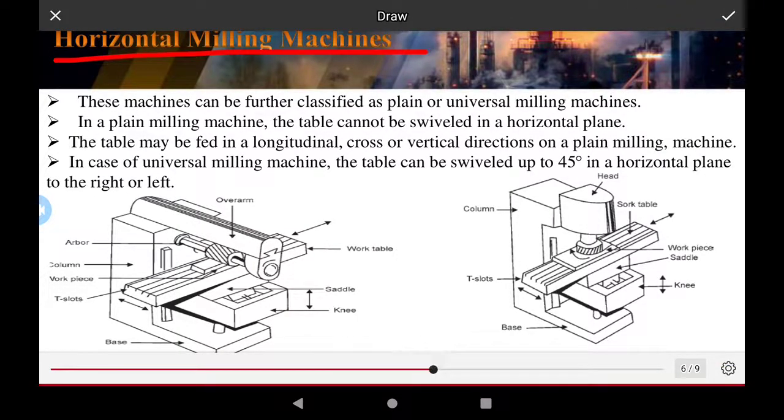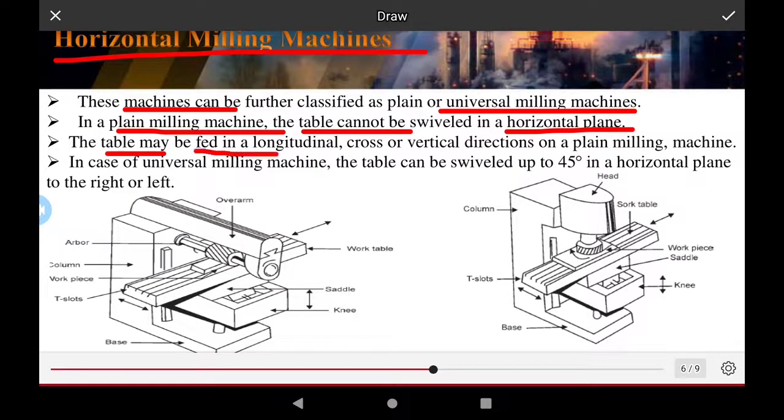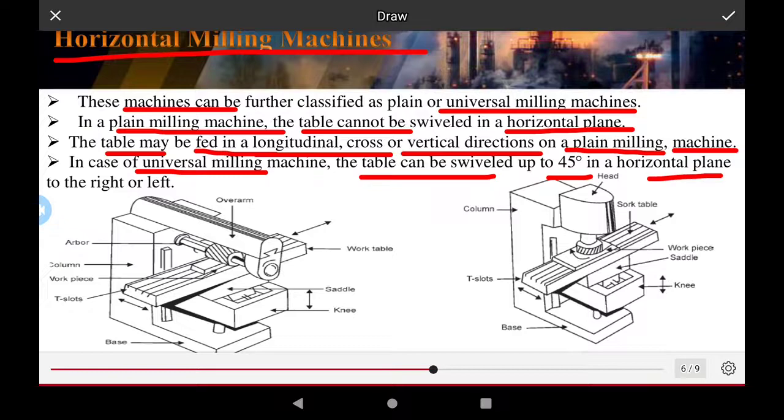The horizontal milling machines are further classified into plain, vertical, and universal milling machines. In the plain milling machine, the table cannot be swiveled in the horizontal plane, and the table may be fed in longitudinal, cross, or vertical directions. In the universal milling machine, the table can be swiveled up to 45 degrees in the horizontal plane, to the right or left.